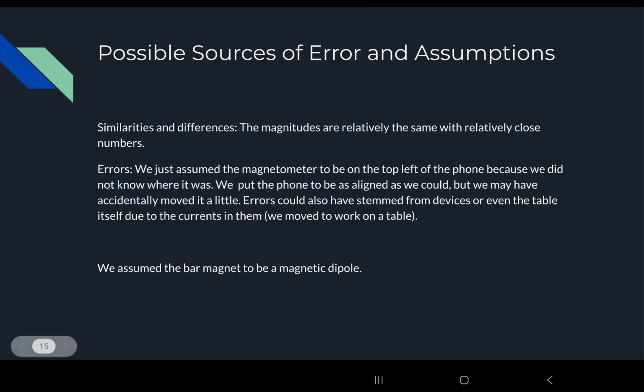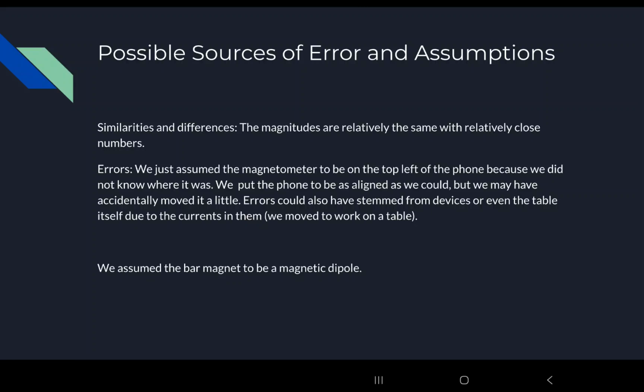For similarities and differences, we found that the magnitudes are relatively the same, with numbers that are reasonable for both real life and the coding part. For errors, one of the main ones was that we didn't really know where the magnetometer chip was. We just assumed it was on the top left of the phone, and we may not have aligned the chip with Earth's magnetic field, but we tried to as best we could.